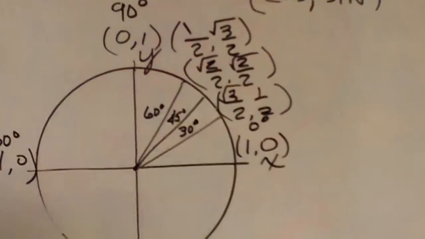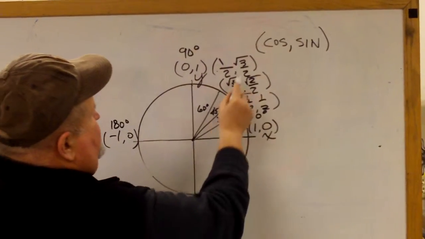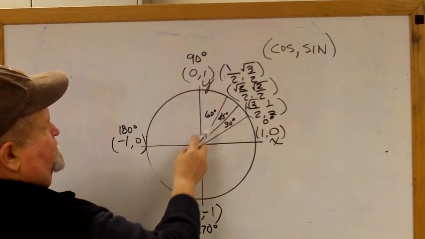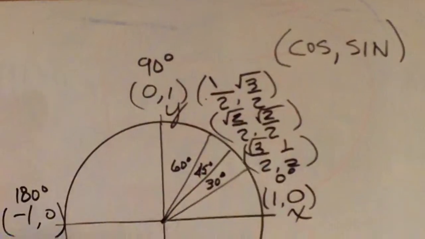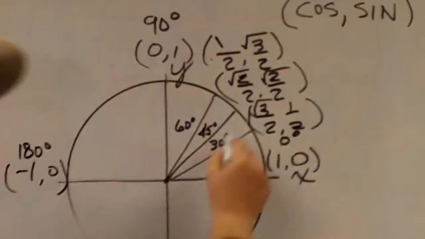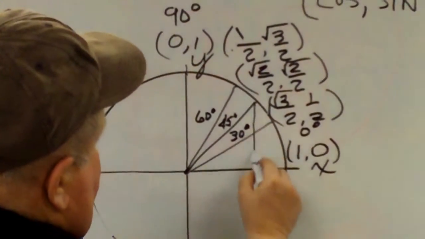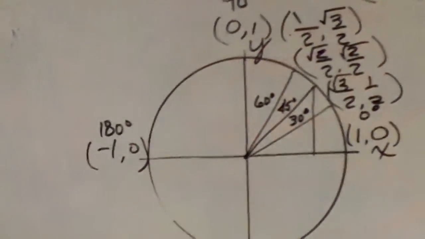And this tells us what the cosine of 60 degrees is. And this is the sine of 60 degrees. This is the cosine of 45 and the sine of 45. They are the same number, because they're exactly the same distance here and here. So the numbers are exactly the same.